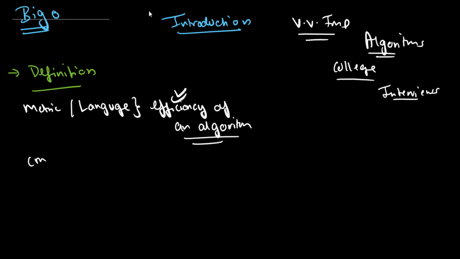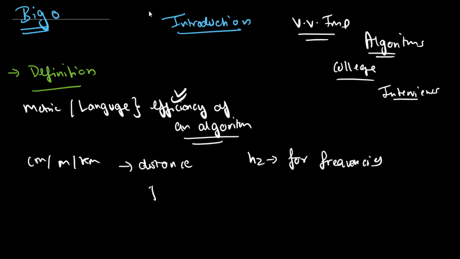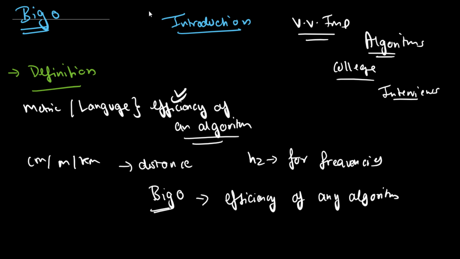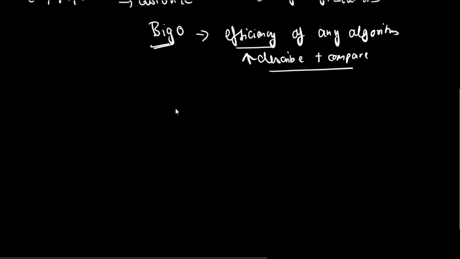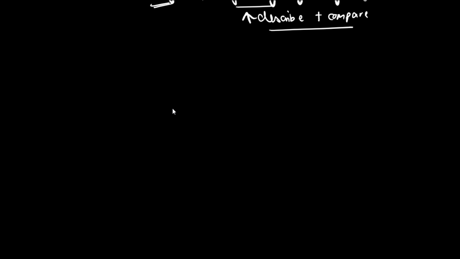In a similar way, like we use centimeter, meter, kilometer for distance, and hertz, for example, for frequency, we use Big O as a language or a metric to describe the efficiency of any algorithm. We can also use it to compare the efficiency of two or more algorithms. This is used for comparison purposes also. So Big O is such a language we use.